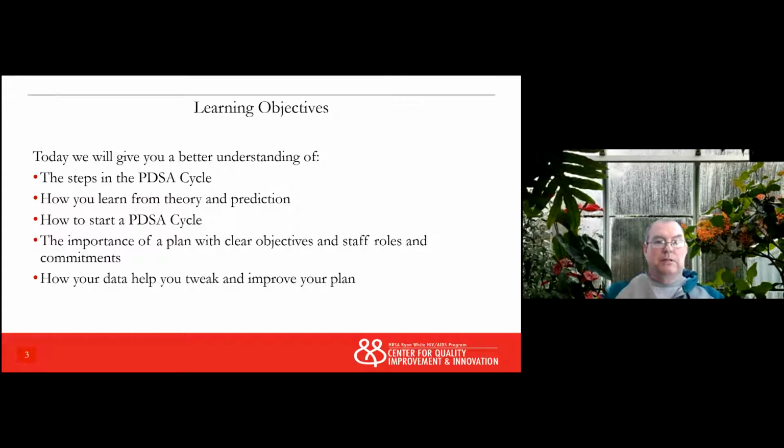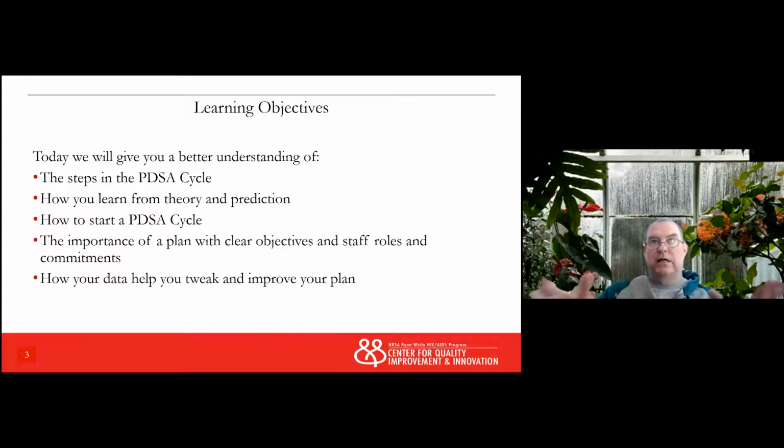So, some of the learning objectives, I think the one thing I'd like everybody to walk away with is the fact that PDSA cycles are really important to test ideas. They don't generate ideas per se. You go into a PDSA cycle discussion when you already have an idea that you want to test. Think of it this way.